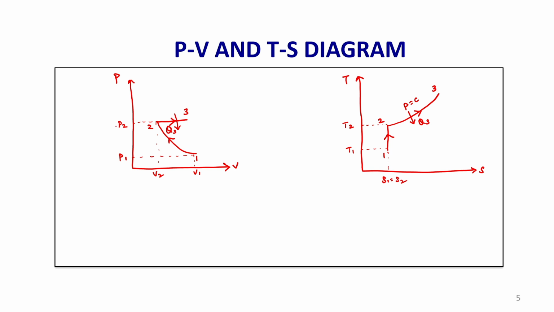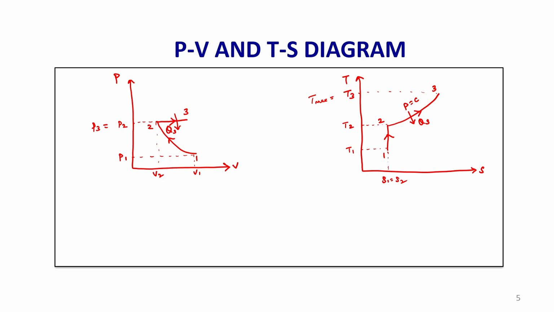So, the pressure at 2 is equal to pressure at 3, because 2 to 3 is constant pressure. So, I can write like this, P3 is equal to P2, and the peak temperature or the maximum temperature occurs at point number 3. This is the maximum temperature that has occurred, and the maximum pressure occurs at point number 2, which is equal to P2 equal to P3. So, this is the end of the heat addition process.